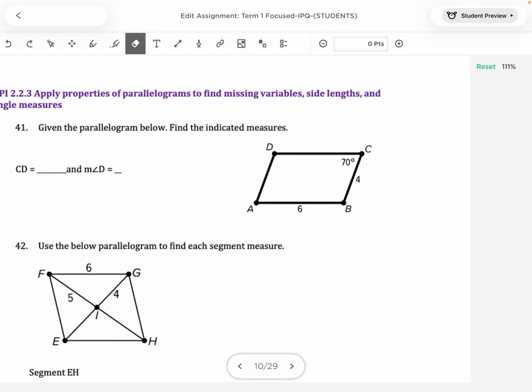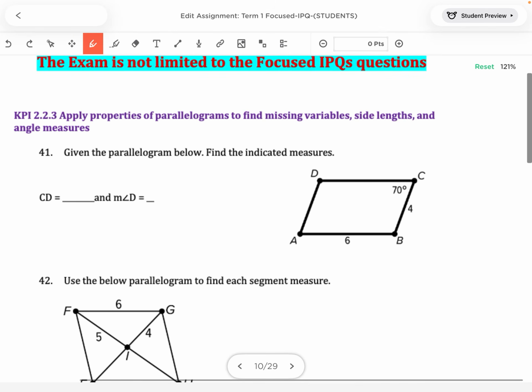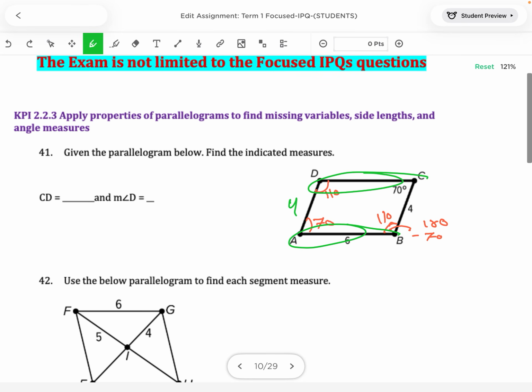Let us have a look at this one. This angle is 70, so this angle will be 70. Angle B will be 180 minus 70 to be 110. So this angle will be 110. Let's go to the sides. This side is 4, so AD will be 4 as well. This side is 6, so this side will be 6 as well. The question needs CD, which is 6. Measure of angle D is 110 degrees.